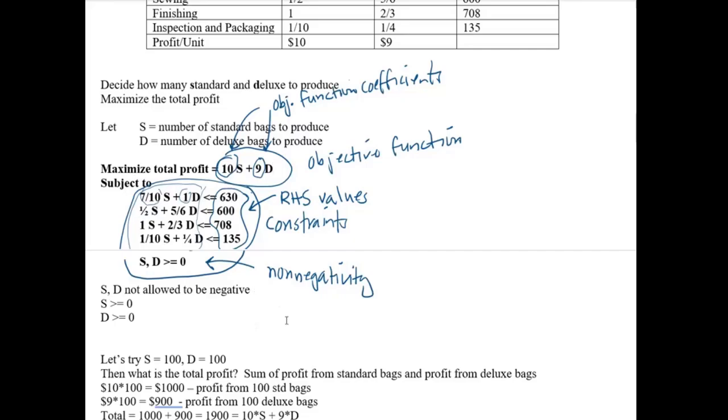So this is how we would write down a linear programming model. This is a really, really important step, because this is something that we have to do as humans, so that we can feed it into our computer, and the computer can solve it for us.